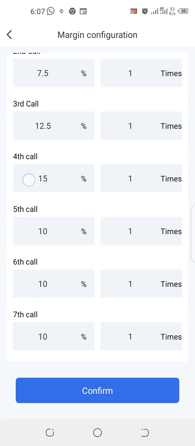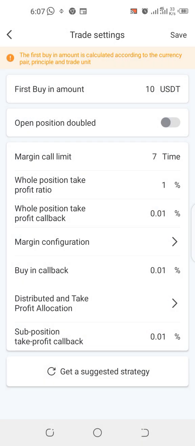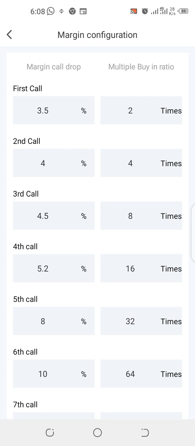Now there's a suggested strategy, and that automatically most times you'll see on the robot. If you click on get a suggested strategy, you see that it starts with 10 USDT, margin call limit is 7, whole position take profit ratio is 1.3, and so on and so forth. Now here, under margin configuration, the recommended strategy on the robot allows a 3.5% drop before the first call margin. Notice what I had there before was a 5% drop. That's a different strategy, something I set up, but this is the recommended setting on the robot.